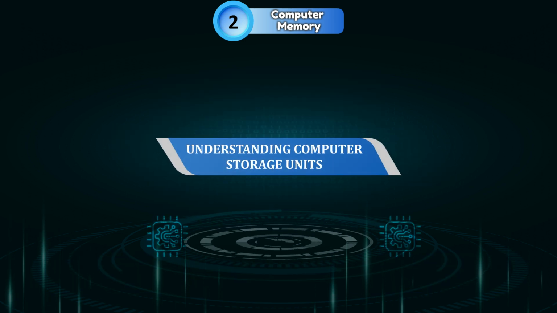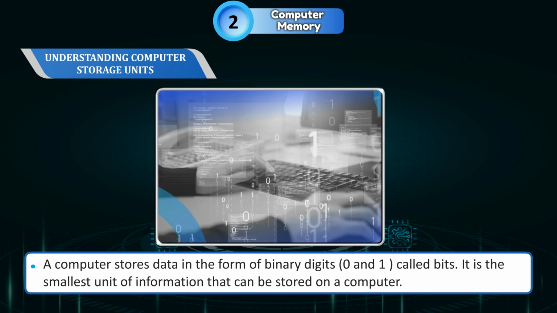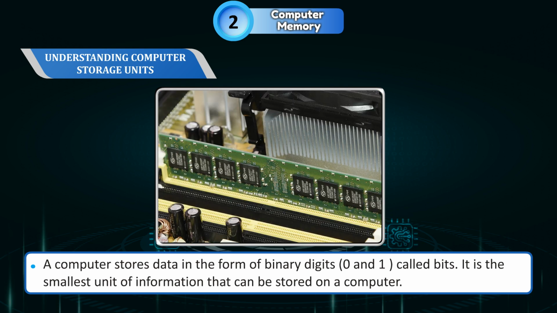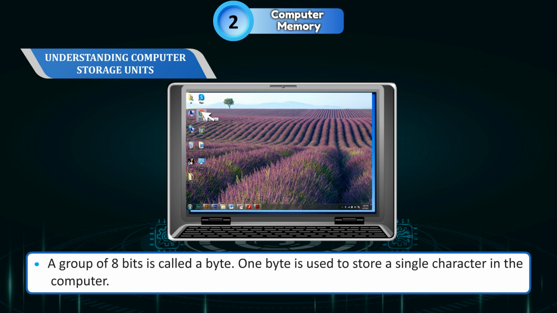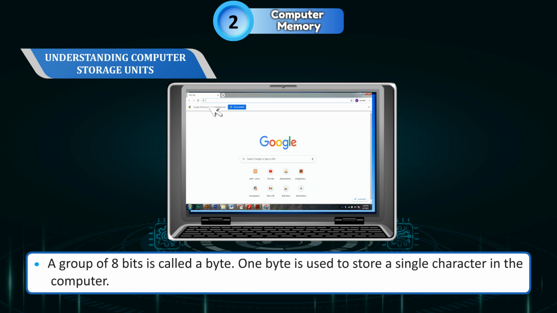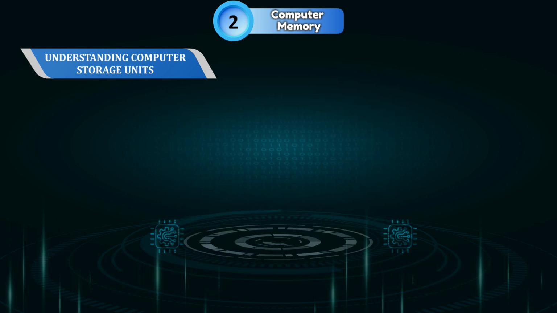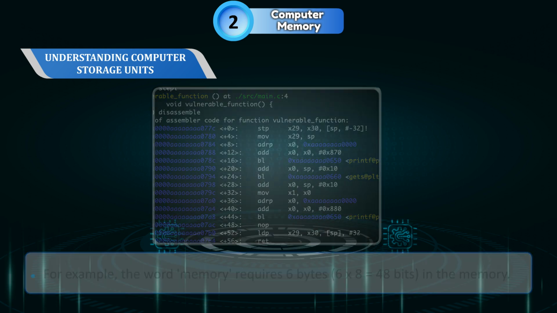Understanding computer storage units. A computer stores data in the form of binary digits 0 and 1 called bits. It is the smallest unit of information that can be stored on a computer. A group of 8 bits is called a byte. 1 byte is used to store a single character in the computer. For example, the word memories requires 6 bytes. 6 into 8 equal 48 bits in the memory.